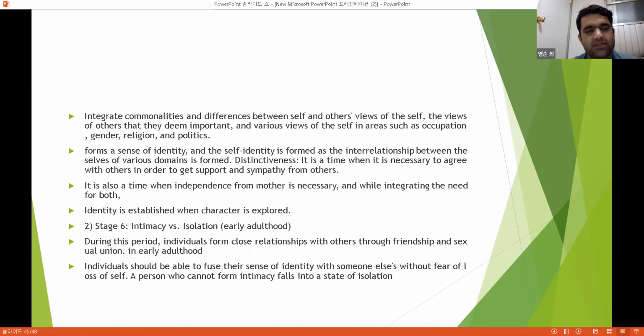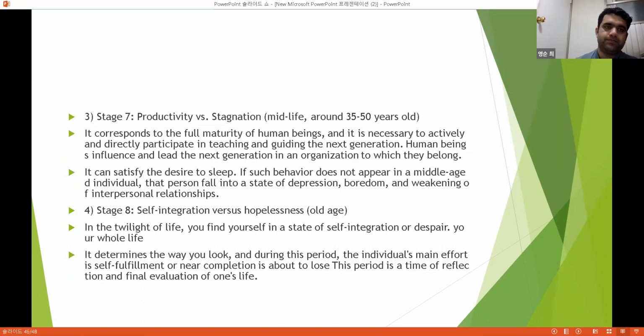Stage number 6, intimacy versus isolation, early adulthood. During this period, individuals form close friendships with others through friendship and sexual union. In early adulthood, the individual should be able to fuse their sense of identity with someone else without fear and loss of self. A person who cannot form intimacy falls into a state of isolation.